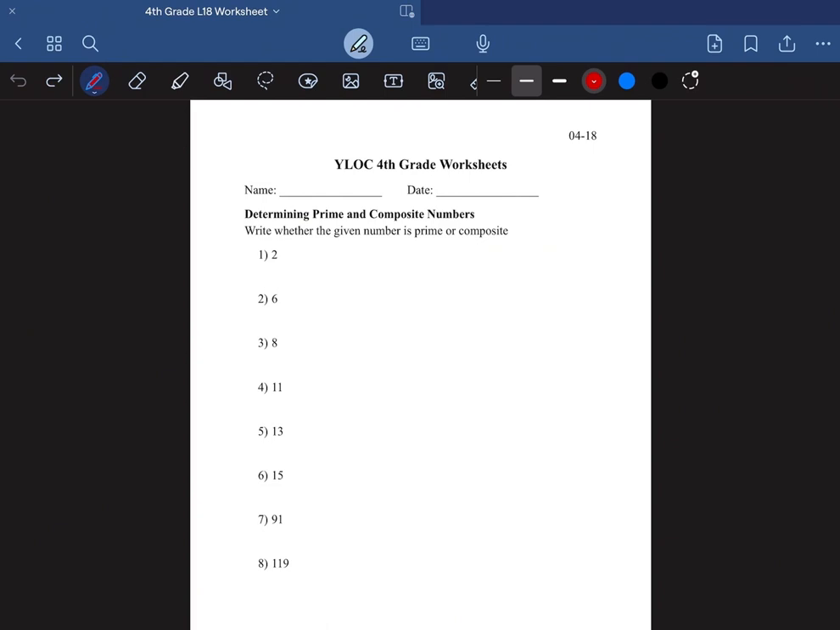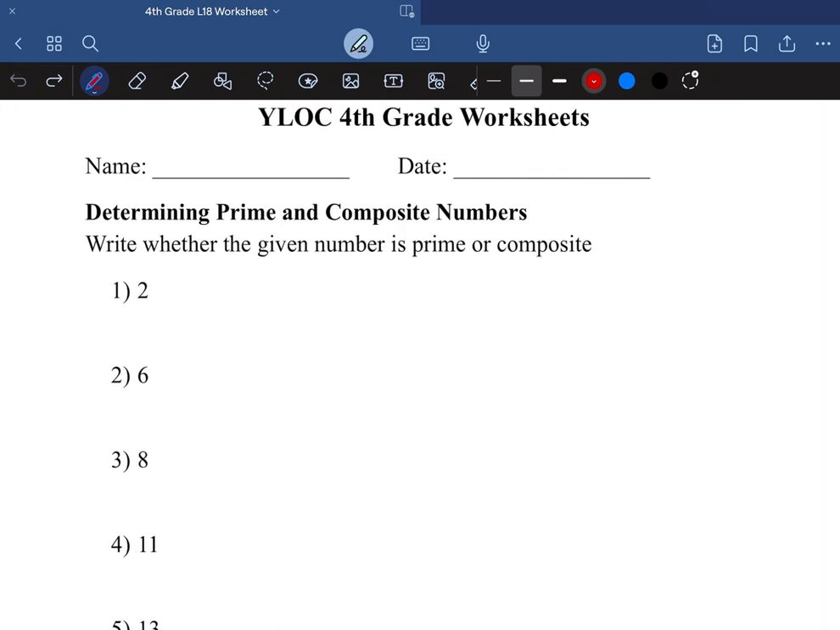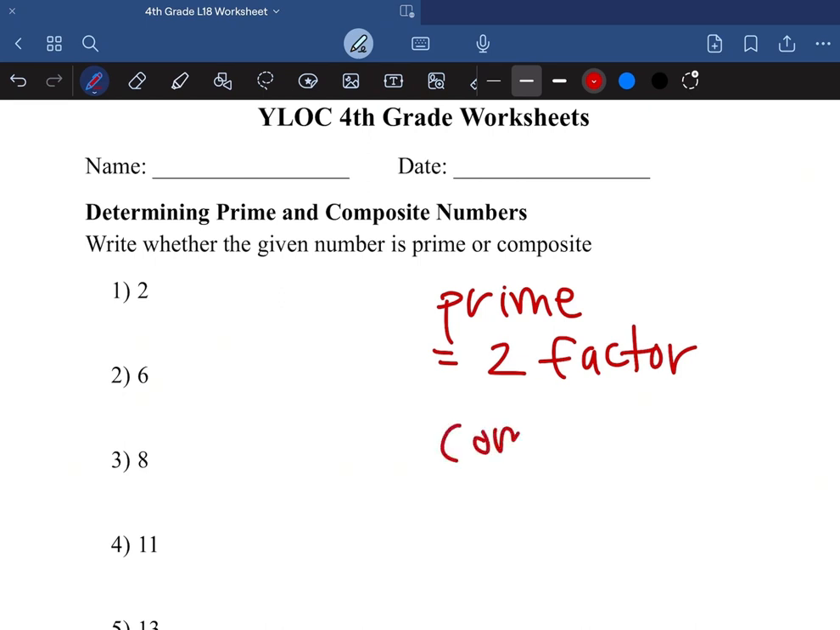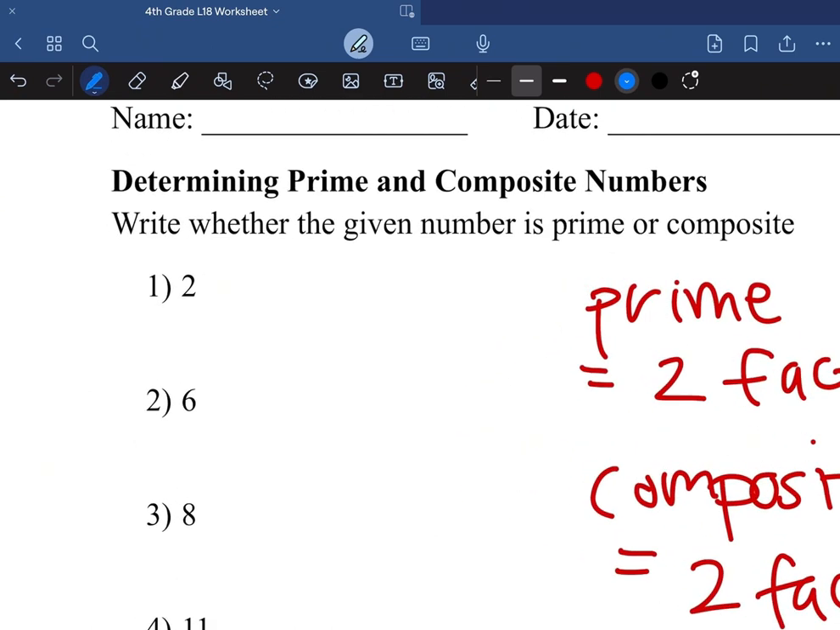So if a number is a prime number, then it has exactly two factors. And if a number is a composite number, then it has more than two factors. So for number 1, we're going to list out the factors of each example.